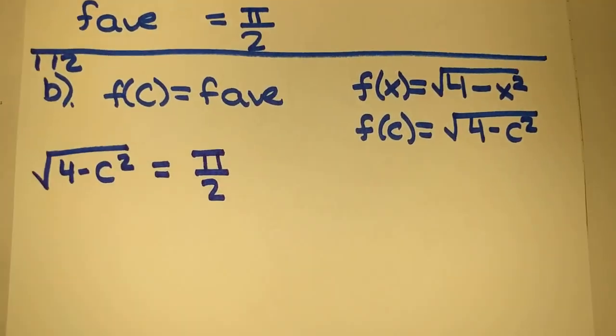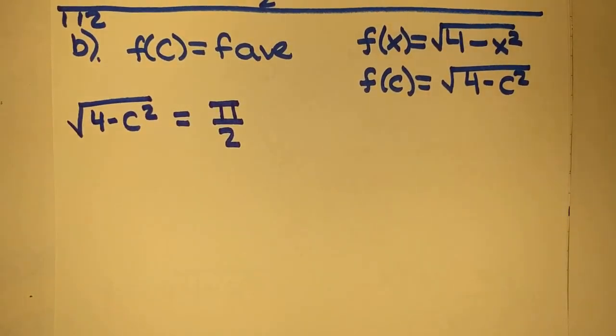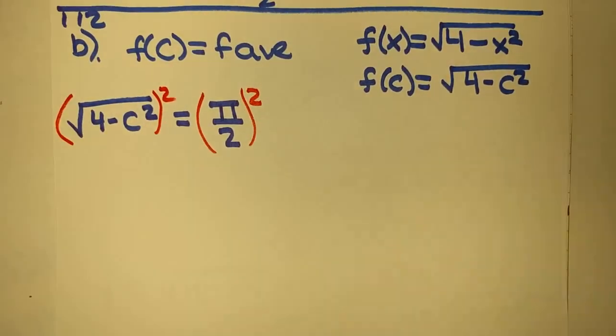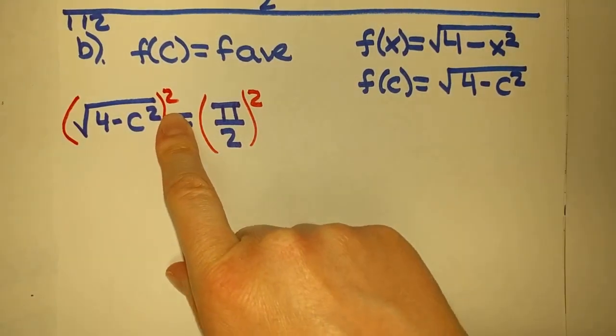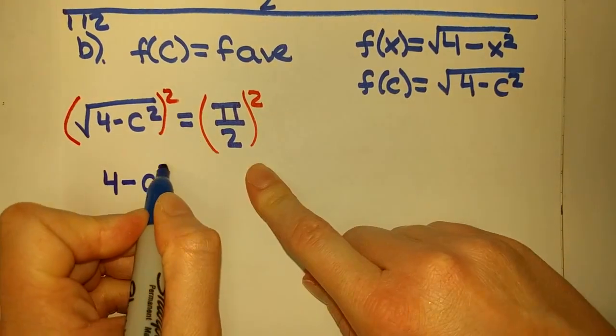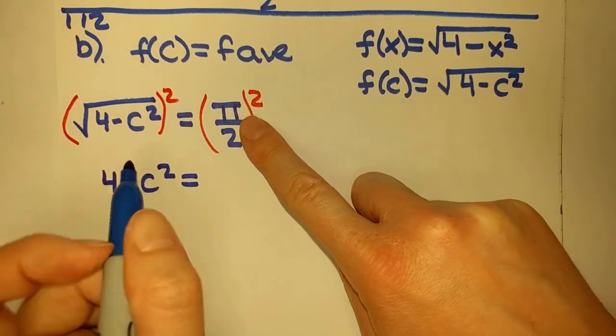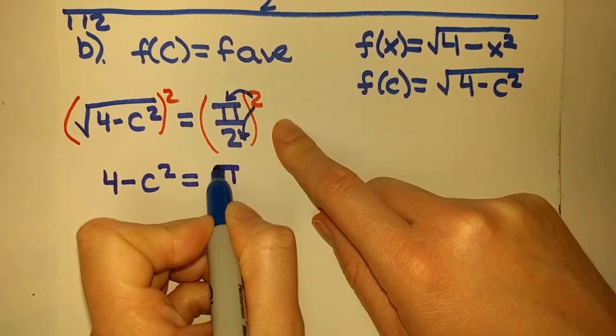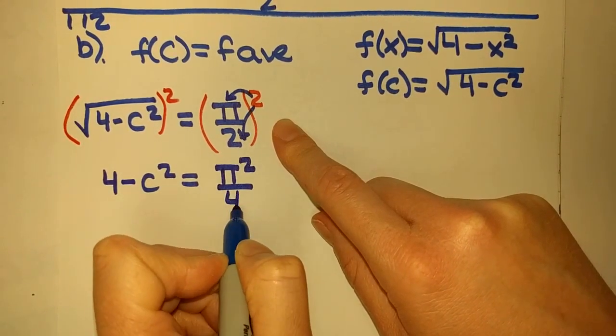So we just need to solve for c here to find the value of c for which f of c is equal to the average value. So we'll start by getting rid of the square root. And keep in mind that square root squared cancels out, so you have 4 minus c squared equals, over here I distribute the 2 to the pi and also to the 2. So that becomes pi squared over 4.